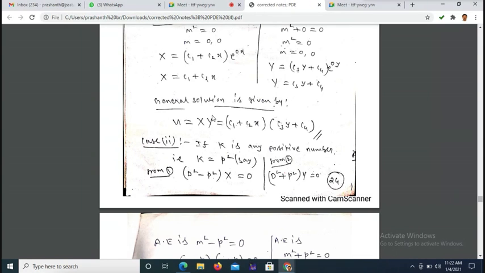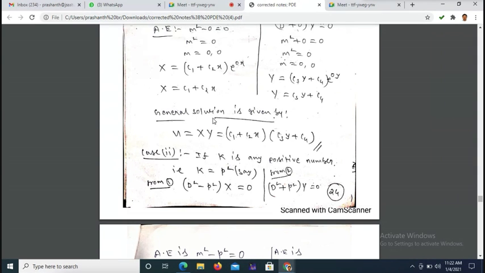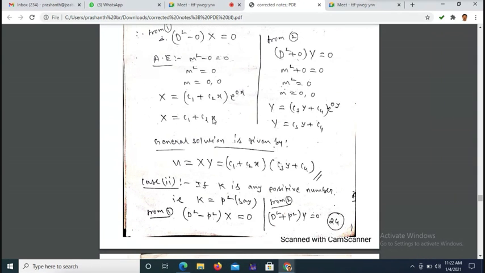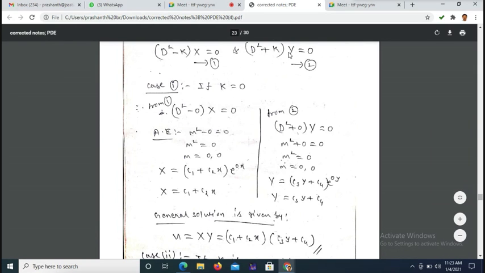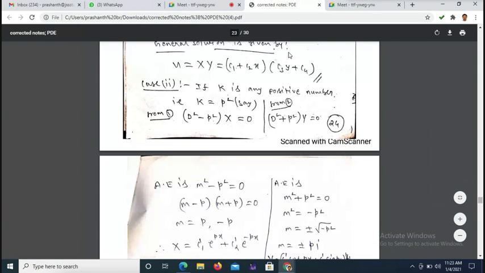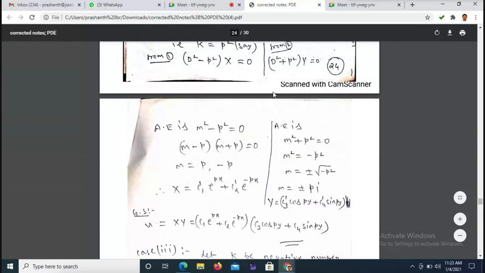So in the place of k in equation 1, I am substituting p square. D square minus p square of x equal to 0. Equation 2 is d square plus p square of y equal to 0. Substituting in the place of k is p square. D square minus p square of x is 0. D square plus p square of y equal to 0.